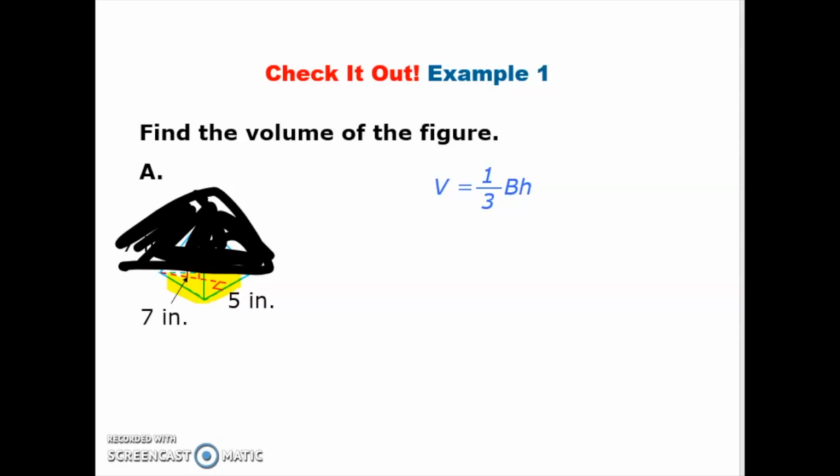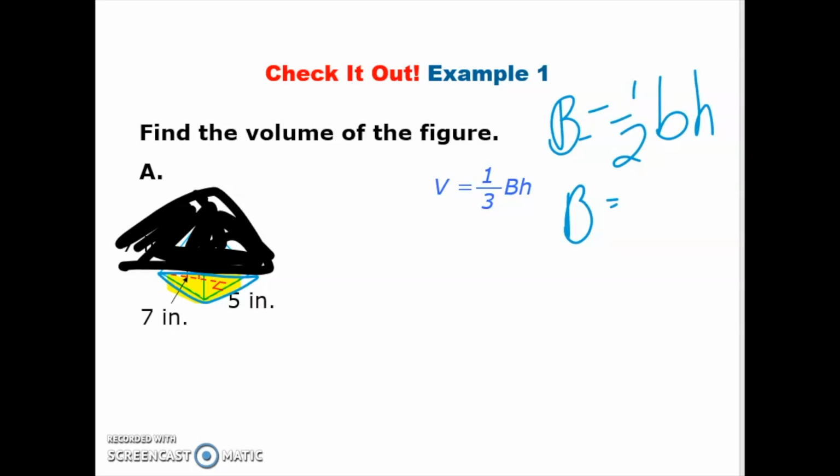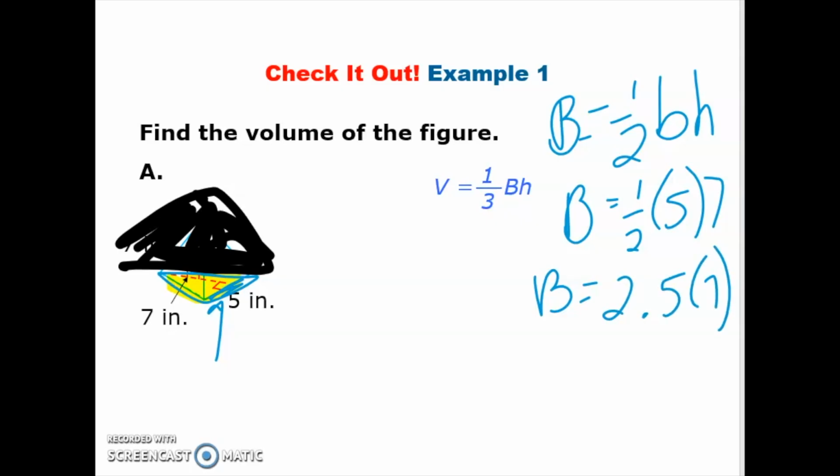So I'm going to start by just looking at the area of this triangle. And remember my triangle formula, 1/2 base times height. So I'm looking for that right angle, which I see right here. So my base is 5 and my height is 7. So I have 1/2 times 5 times 7. And half of 5 is 2.5. And 2.5 times 7 is 17.5. So remember, that's just the area of that triangle down there.